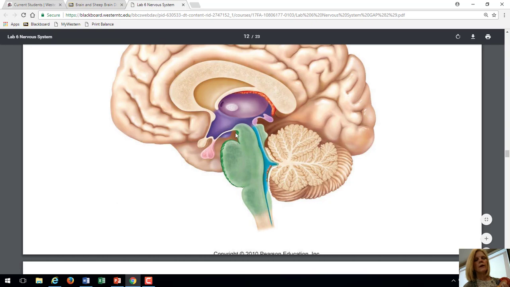So what's shown in green here is the brain stem. The three parts of the brain stem are the midbrain here, the pons, which is the swelling, and the medulla oblongata below that before it narrows down into spinal cord.